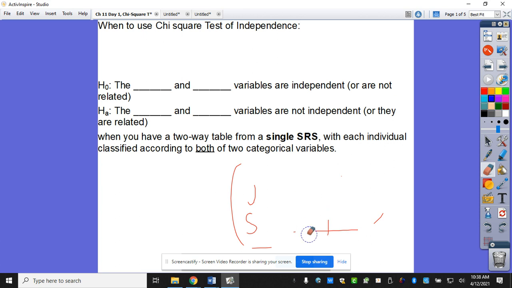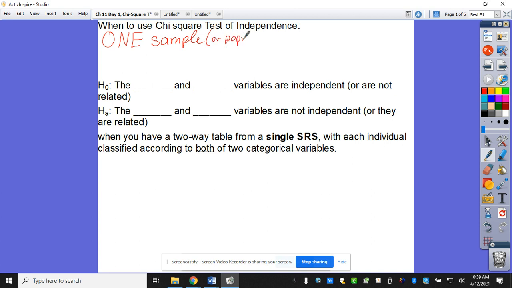Did I specifically set out and make sure that I got a random sample of female and a random sample of male and then figured out which ones are juniors and seniors? Or did I take a random sample of people and record two things, both the gender and the grade level? So for chi-square test of independence, this is what you're writing on the notes. We take one sample, which could technically be the entire population. But the big thing is we take one group. I randomly select one group, and then I record two variables for each individual.